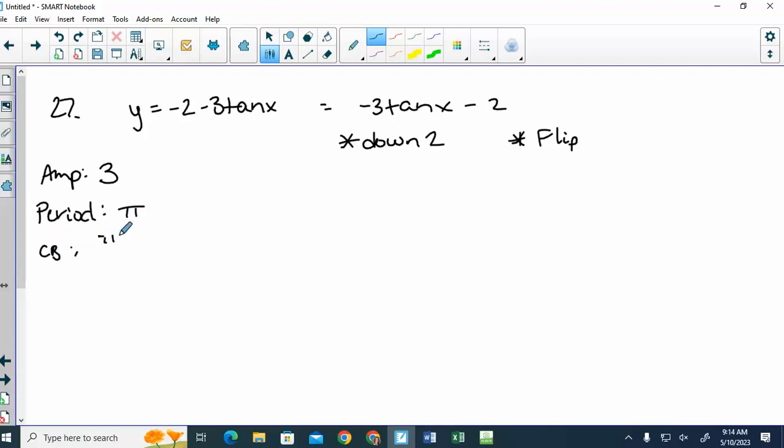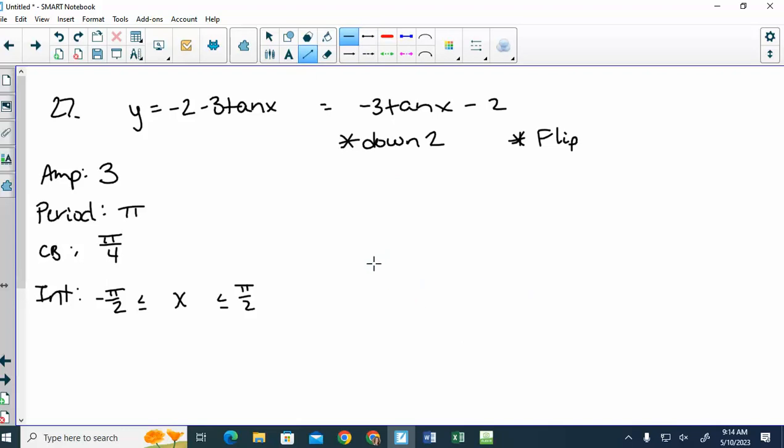Count by is period divided by 4. Interval. What is our normal interval for tangent? Yes. Tangent is from negative pi over 2 to positive pi over 2. Cotangent is from 0 to pi. And then you put your argument or your angle in the middle.